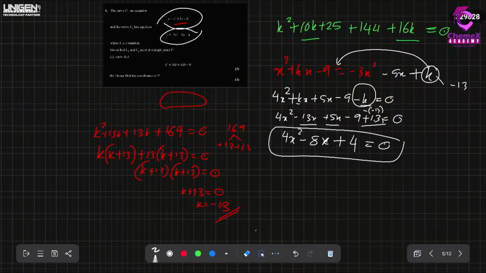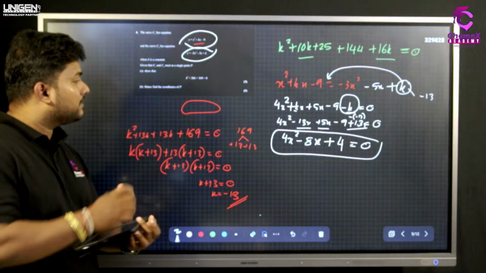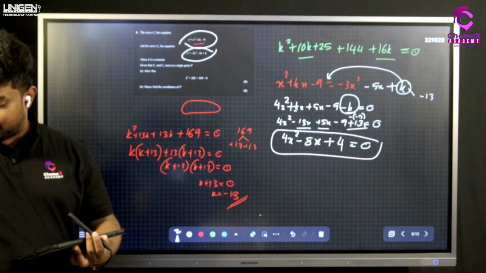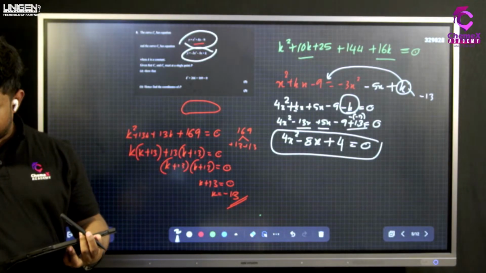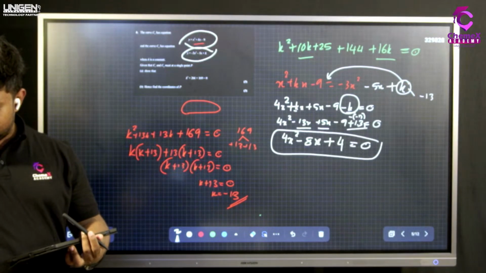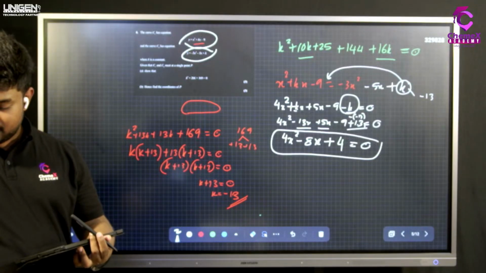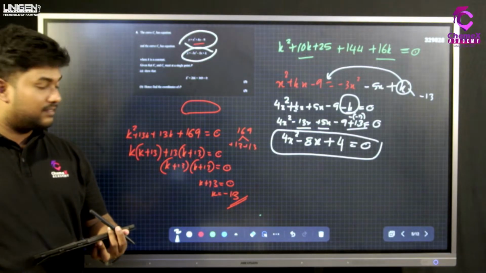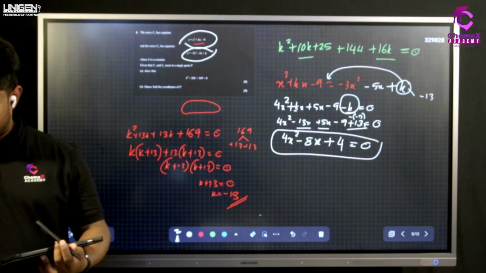Now can someone solve this quadratic and tell me the x value? They only ask for the coordinates. So can someone solve and tell me the x value? What's the x value? Can you solve it? This won't take even 2 minutes to do.